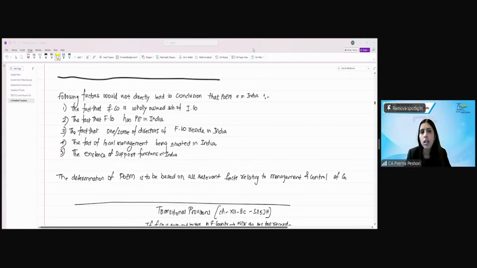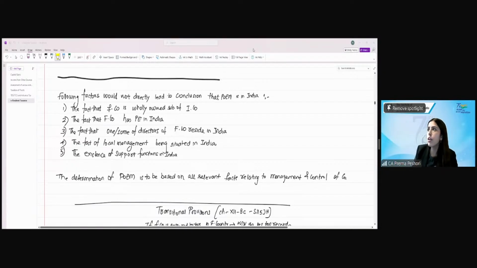Understood. Fine. Thanks. Whenever questions are asked on POEM, it can be a case study scenario question itself, where they'll give just one of the points, or it can be MCQ based. So you have to read the facts carefully. Also, it is not always the case that just because the foreign company is owned or wholly owned by an Indian company, POEM will be in India. It needs to be ascertained whether the Indian company is exercising control over the decision making of the foreign company. Only then you can say that POEM is in India. So you have to examine each case independently.